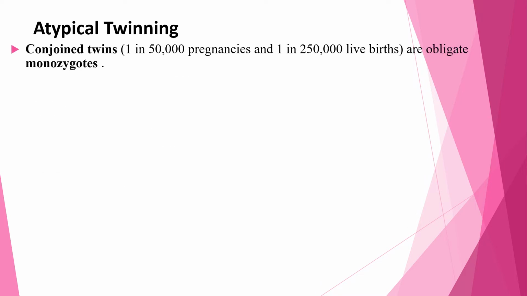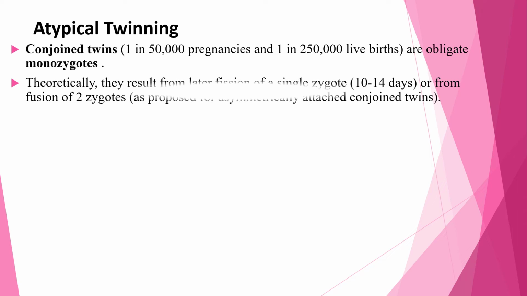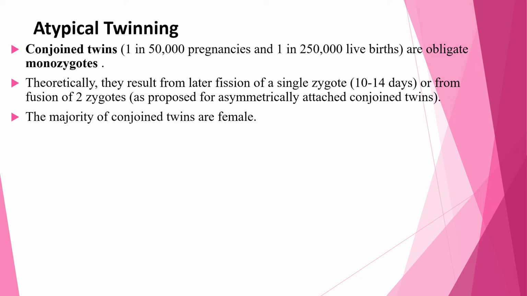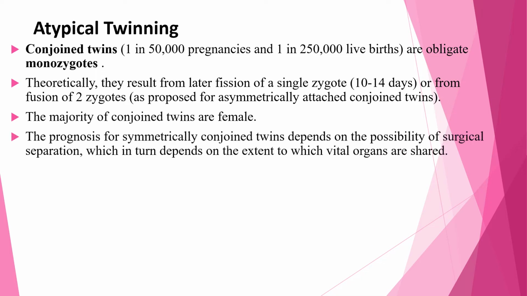The other issue is about atypical twinning. Conjoined twins are obligate monozygotes, and conjoined twins occur in 1 in 250 live births. Theoretically, they result from later fission of a single zygote around 10 to 14 days or from fusion of two zygotes as proposed for asymmetrically attached conjoined twins. The majority of conjoined twins are female, and the prognosis for symmetrically conjoined twins depends on the possibility of surgical separation, which in turn depends on the extent to which vital organs are shared.